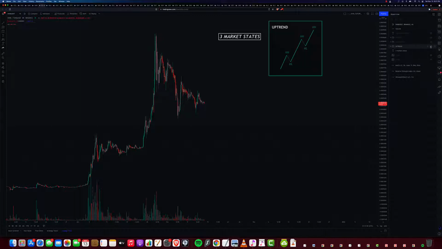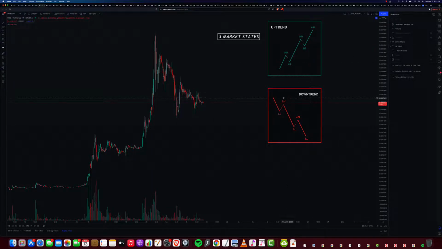An uptrend is going to look like this. You're going to see price go up to a high, retrace back down to a low, and then go to a higher high than the previous high and a higher low than the previous low. A downtrend in the market is going to look like this. Price is going to come down to a low, come up to a high, then come back down to a lower low than the previous low and a lower high than the previous high.